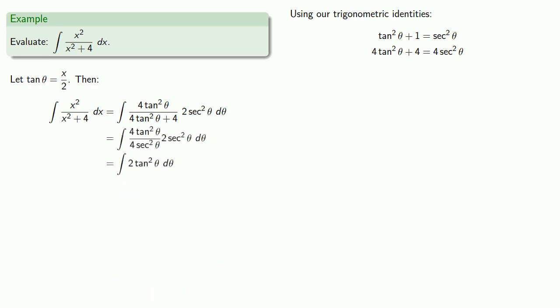Now, if I knew what the antiderivative of tangent squared was, we'd be in great shape. Unfortunately, we don't. But we can use our fundamental Pythagorean identity for secant and tangent to rewrite that tangent squared.